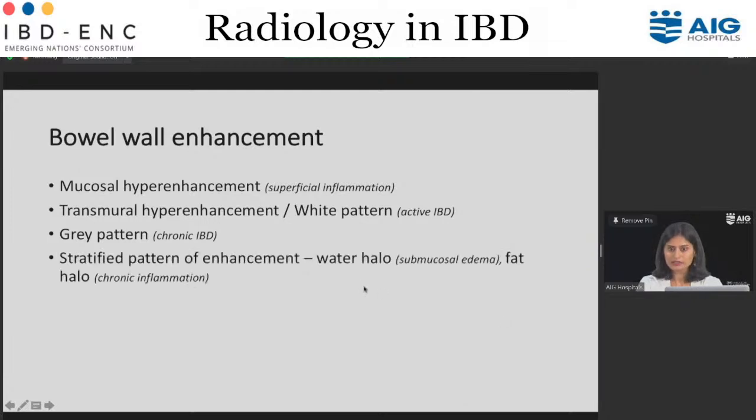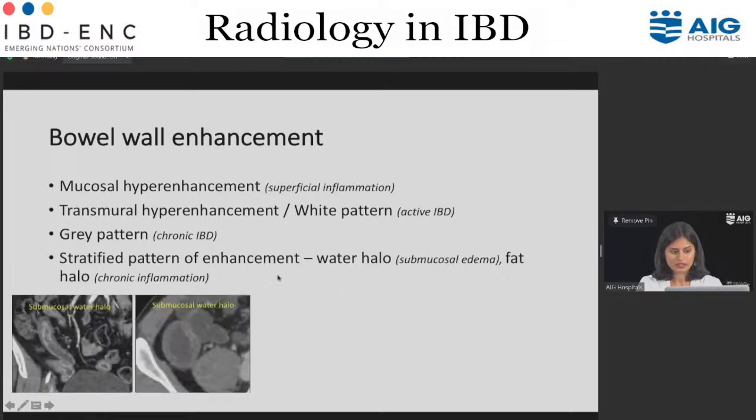So the other pattern is a stratified pattern of enhancement. This can be assessed only when there's thickened bowel wall. So when the bowel wall stratification is exaggerated, which means that, for example, in the first case, we see that the mucosa is thickened and hyper-enhancing, but in the rest of the bowel wall there is submucosal gray. That means there's submucosal edema or inflammation, and the serosa is still thin and not hyper-enhancing. So this is a submucosal water halo.